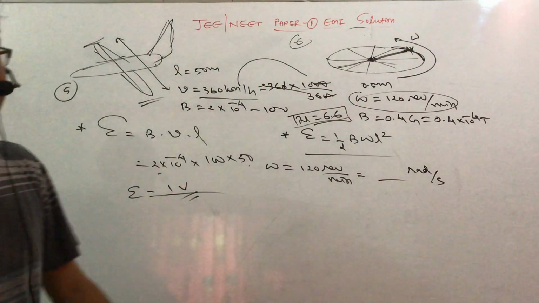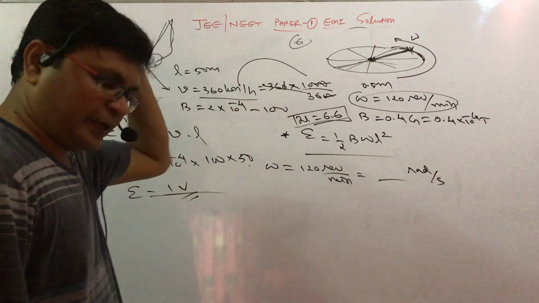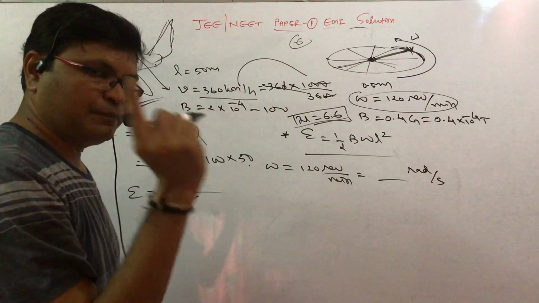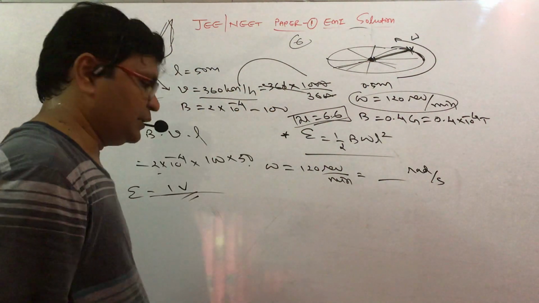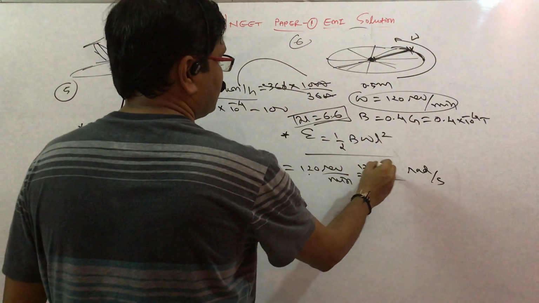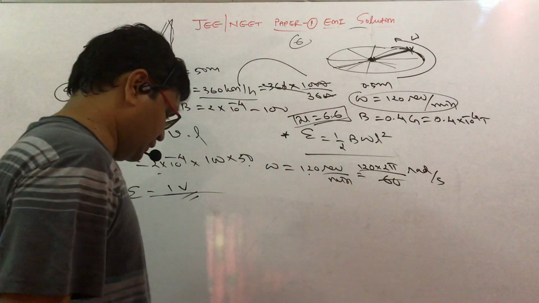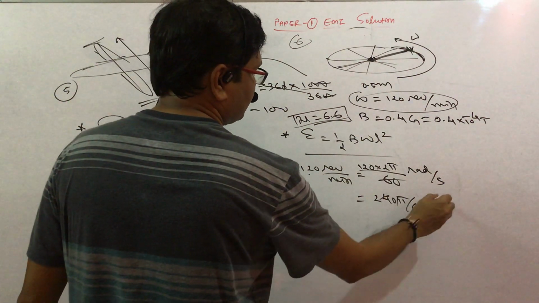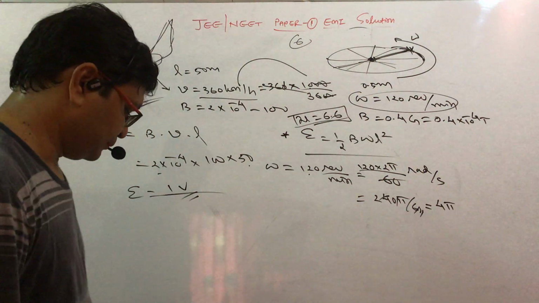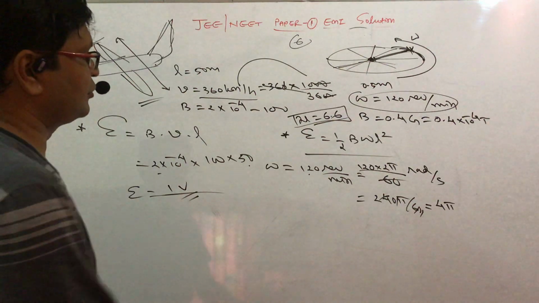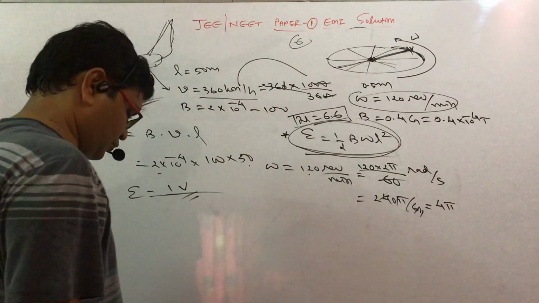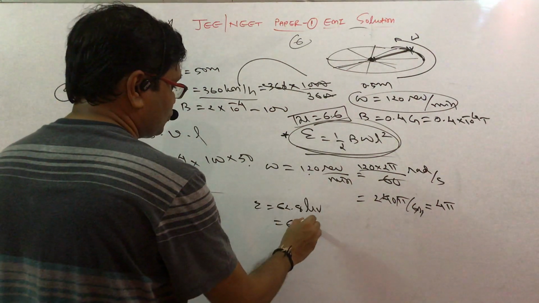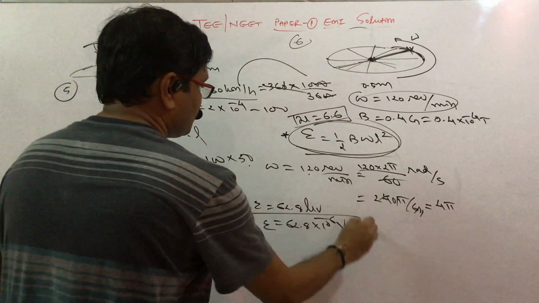Let us think about it. For seconds, you know that very well, we have to divide by 60, and for one revolution, how many radian? If the wheel completes one revolution, then it is 2 pi radian. So 120 multiplied by 2 pi upon 60. In short, 240 pi upon 60. The zeros cancel, 6 and 4, so the answer is 4 pi. Now put all these values in the equation, so you will get the answer: 62.8 microvolt, that is 62.8 into 10 raised to minus 6 volt.